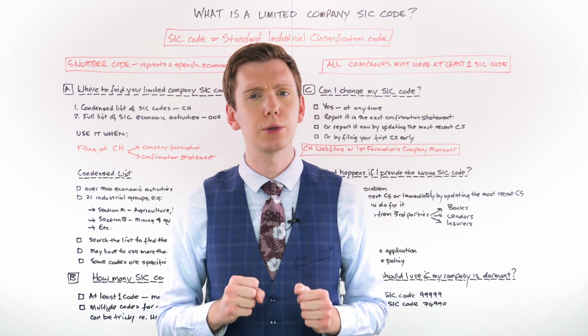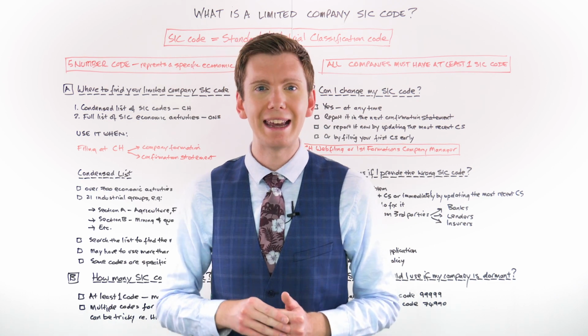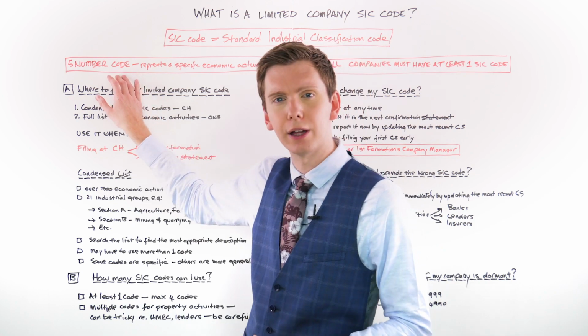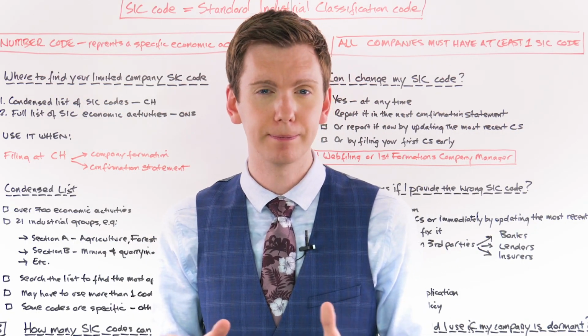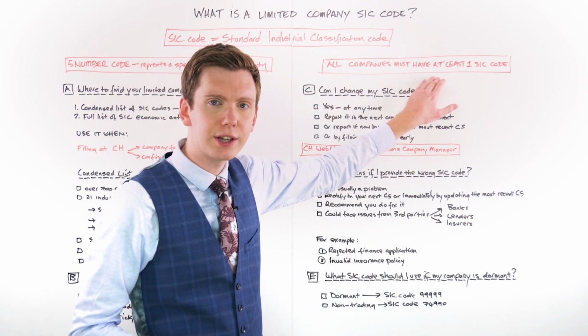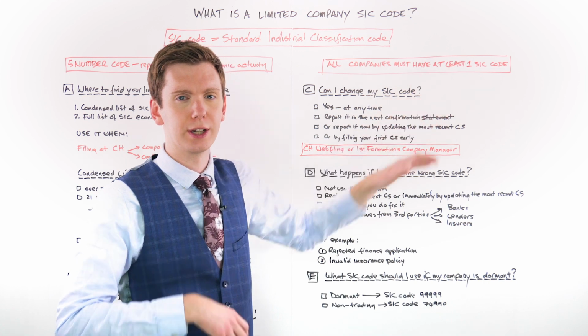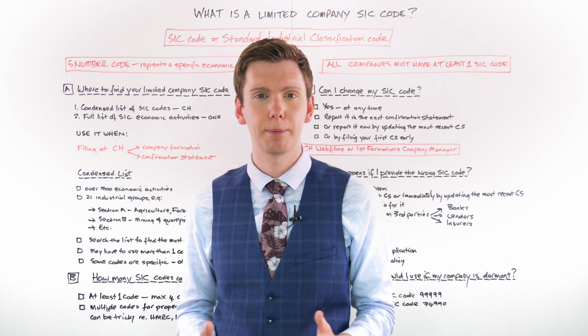So an SIC code, or to use its full name, the Standard Industrial Classification Code, is a unique sequence of 5 numbers that represent a specific economic activity. When a new UK company is incorporated at Companies House, at least one SIC code needs to be reported, and this is to classify the sort of trade carried out by that business.